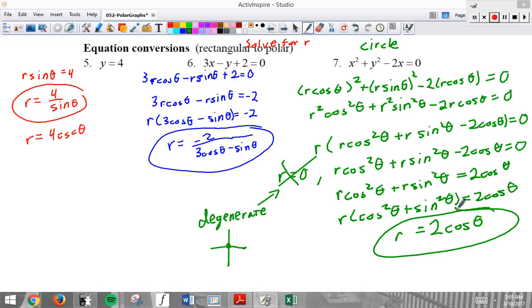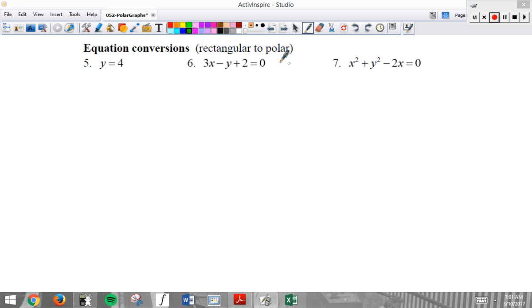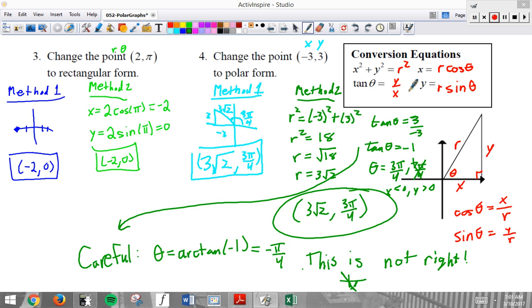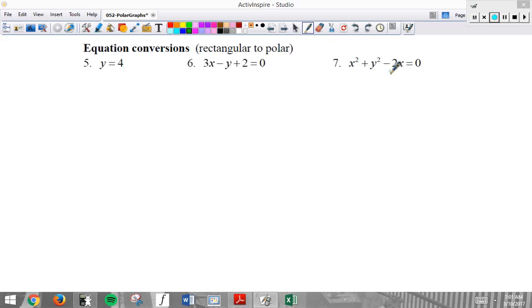How could you have gotten there a lot quicker? Alright, so here we go. How could I get there a lot quicker? If you look back at your conversions, x squared plus y squared is r squared. It just is r squared. So you should always look to see if you have x squared plus y squared, because that is r squared.